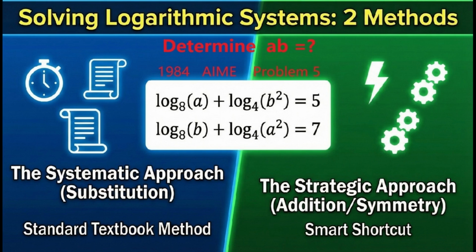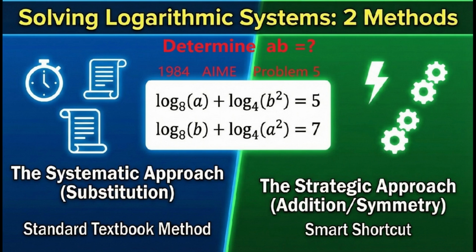We continue our exploration of logarithm problems in this series. Today's problem comes from AIME 1984, Problem 5. Find the value of the product AB given the two logarithmic equations shown on the screen. There are two methods to solve this problem.